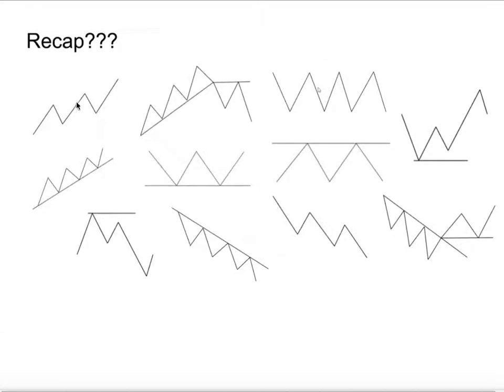So now let's quickly look at these patterns. These are all market structure patterns. So now I want to take this into consideration. This is an uptrend. Why do we say this is an uptrend? Remember the definition of an uptrend: when the market is making sets of higher highs.